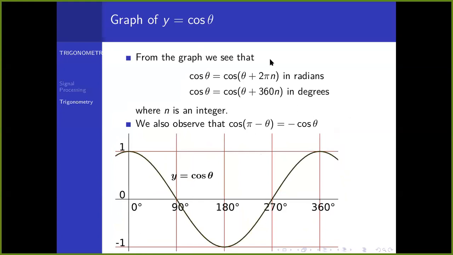Now we look at the graph of cosine of theta. Again, it has the same properties as the sine. It repeats every 2 pi radians or 360 degrees, where n is an integer. And we also observe that the cosine of pi minus theta is the same as the negative of the cosine of theta. Again, these are important identities.